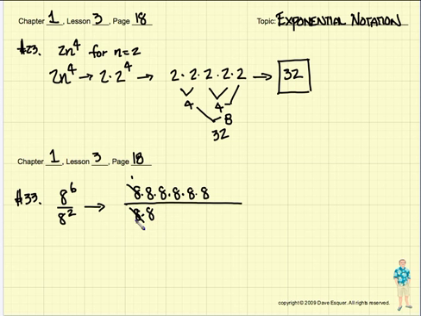I believe we can cancel some things out in the top and in the bottom. 8 divided by 8 is 1 over 1. 8 divided by 8 is 1 over 1. So I think our denominator looks like just a plain old 1 times 1. And our numerator looks like 8 to the fourth: 8 times 8 times 8 times 8. We could simplify that again.